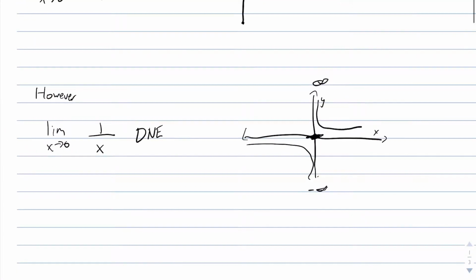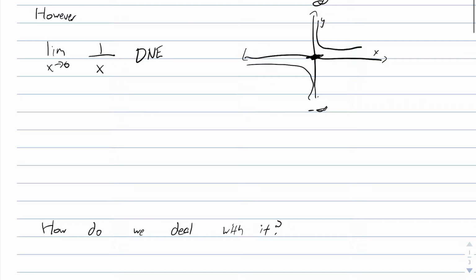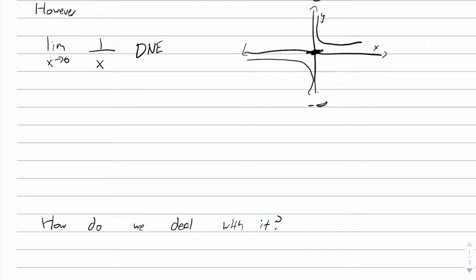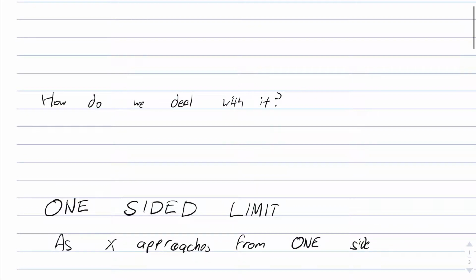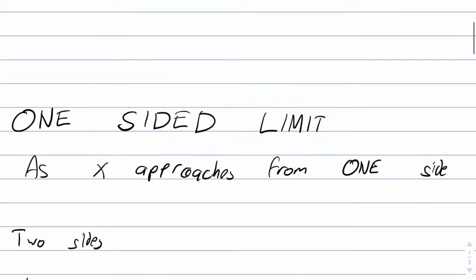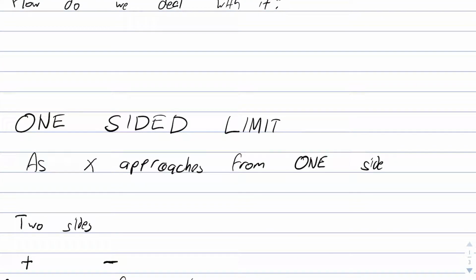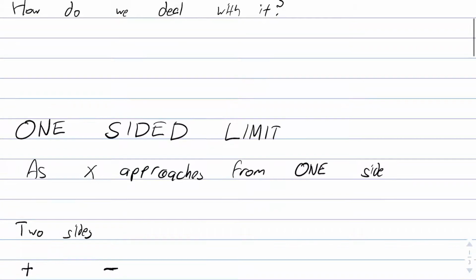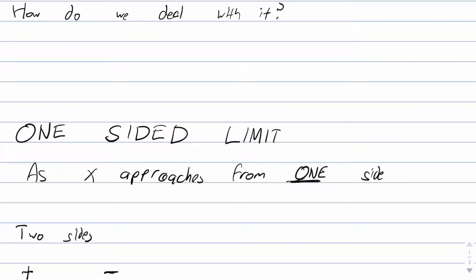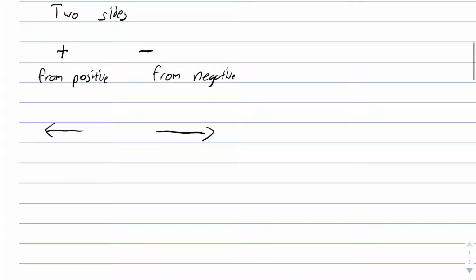So the question is, how do we evaluate it? How do we deal with this? And the solution is one-sided limit. This basically says, as x approaches some number from one side, what's it going to be doing? So notice one side. And what are the two sides? They're positive and negative.